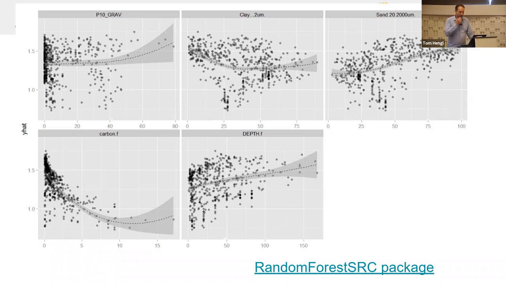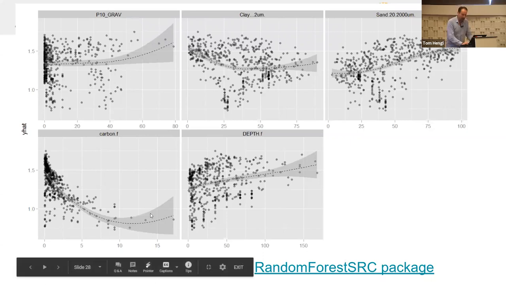In many cases, it's the expected relationship. If you look at the carbon, soils with more organic carbon tend to have a smaller bulk density because the soil is more pushed around. So the bulk density drops. And with the depth, you see the bulk density increases because the soil is more compact as you go deeper. So these are all expected relations. But with the random forest SRC, you can also plot that predicted random forest line, and you can predict uncertainty, and you can see these extrapolation effects.